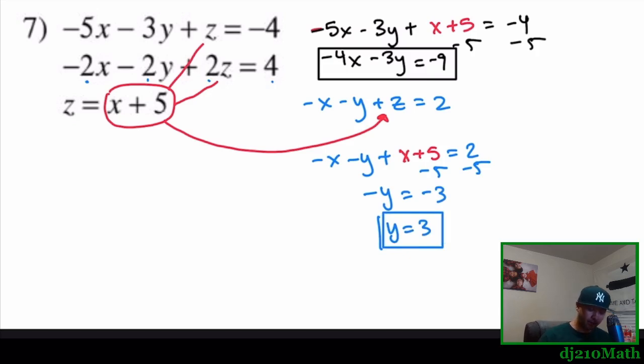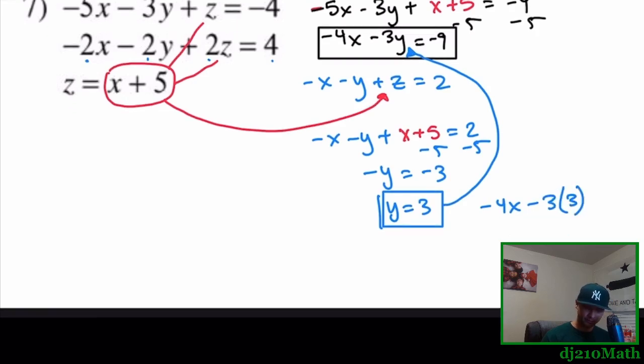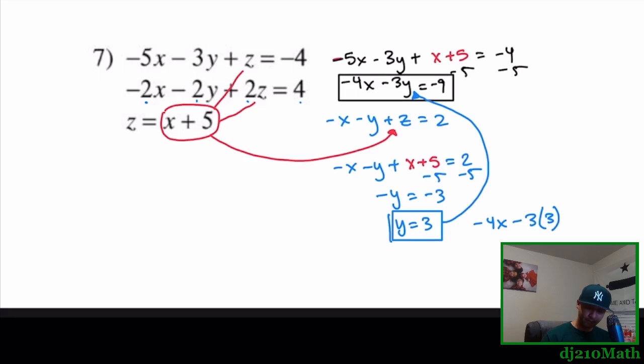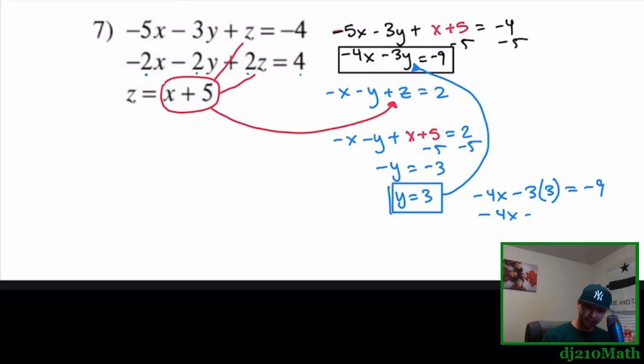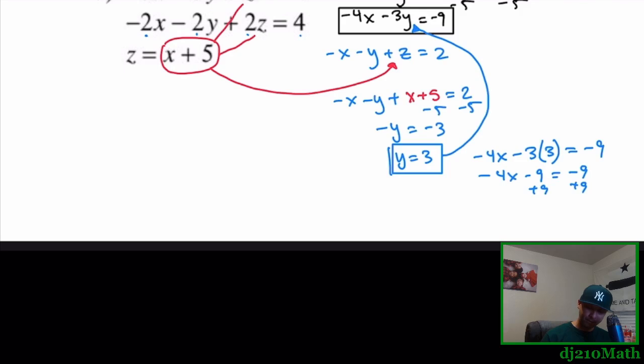To figure out what another variable is going to be, let's plug this into here. So that's going to be negative 4x minus 3y, which in this case is 3, equals negative 9. So negative 4x minus 9 equals negative 9. When I add 9, negative 4x is equal to 0. Therefore, x is equal to 0.